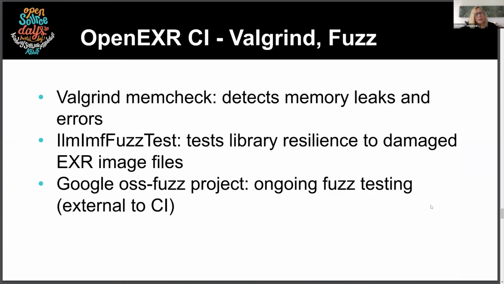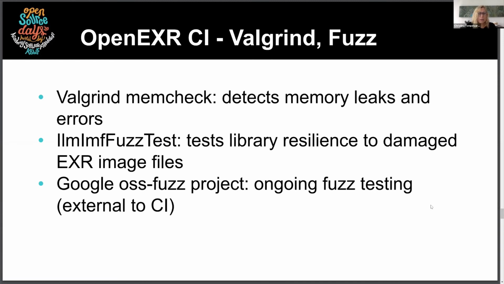And then, as I said, we also have a Valgrind memcheck job. This profiles and debugs the library, detecting memory leaks and errors, things like uninitialized memory or array out of bounds access. And then we have OpenEXR's own fuzz test, IMF fuzz test. This runs its own fuzzing engine to damage EXR image files, and then attempts to read them back in and see how resilient the library is, see if it produces any failing assertions or if there's any potential memory leaks or potential crashes.